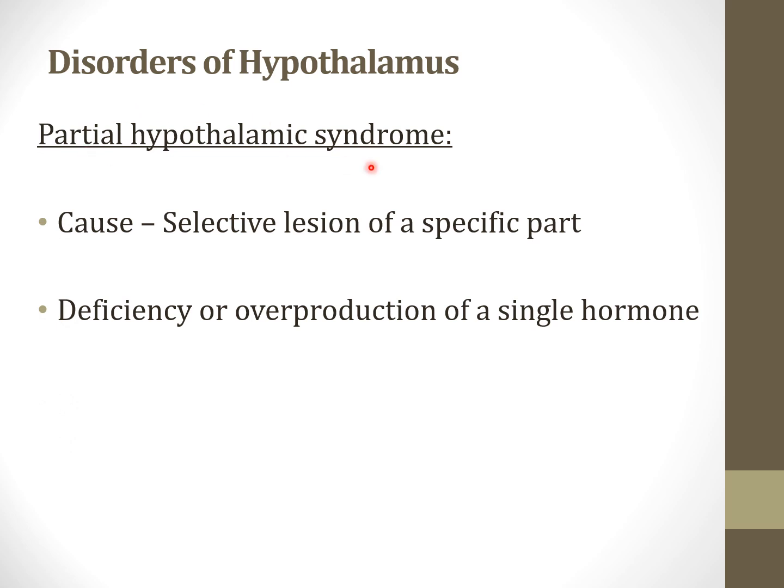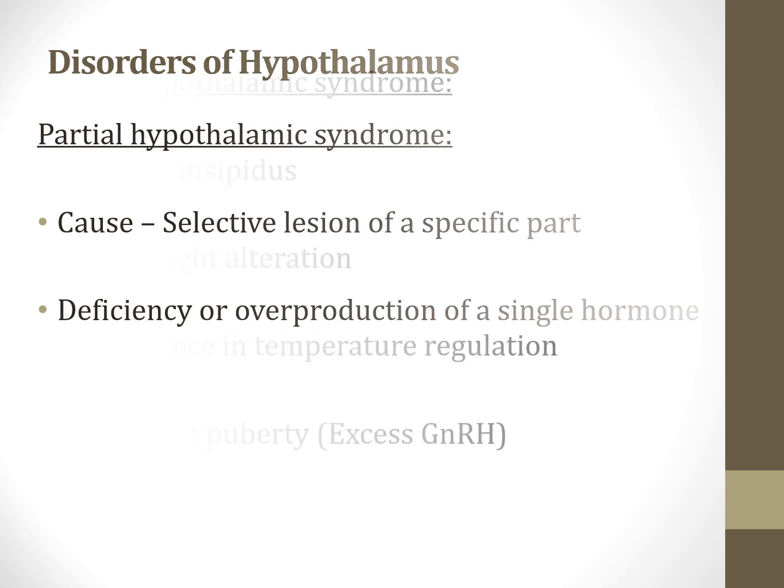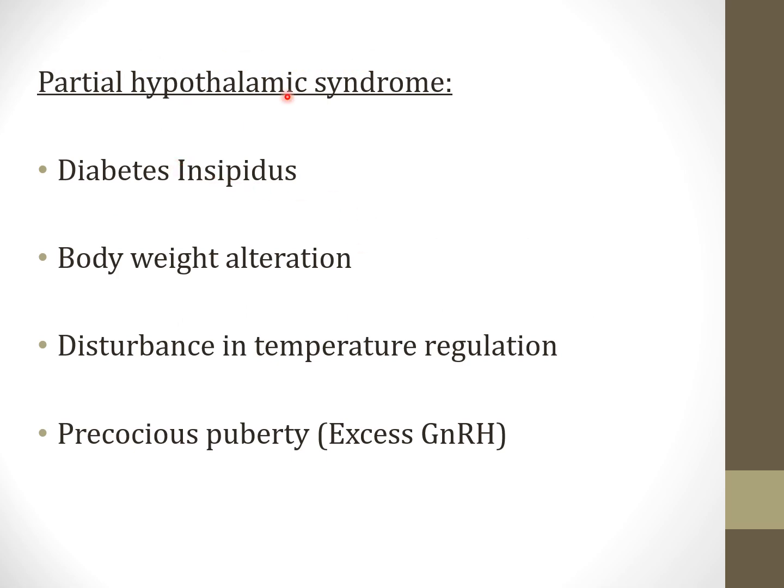Then what is partial hypothalamic syndrome? In partial hypothalamic syndrome, the cause is a selective lesion. Only one part of the hypothalamus is affected. And of course, if one part is affected, there could be a deficiency or overproduction of a single hormone. Different symptoms, different types of partial hypothalamic syndrome, could be diabetes insipidus.